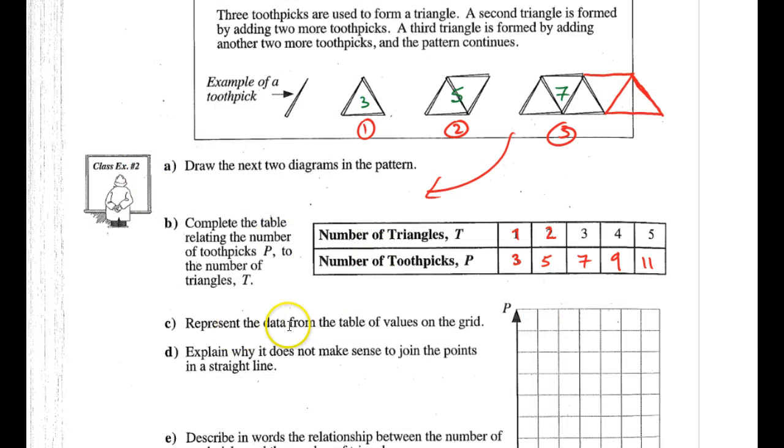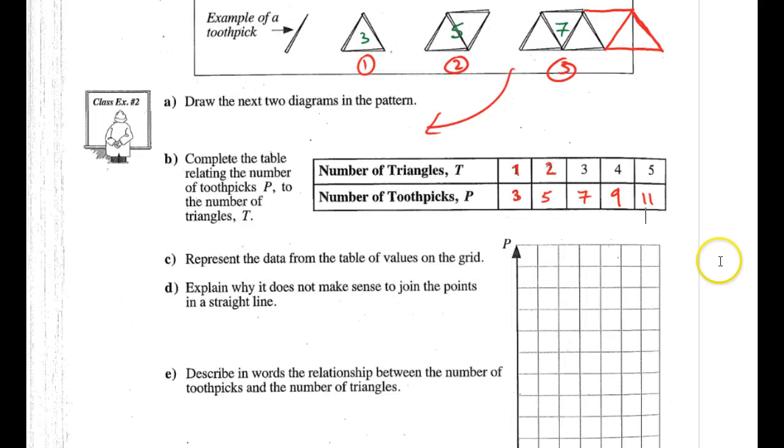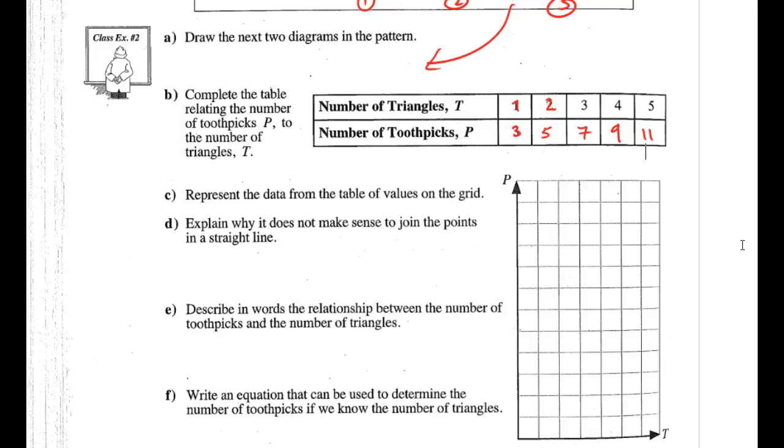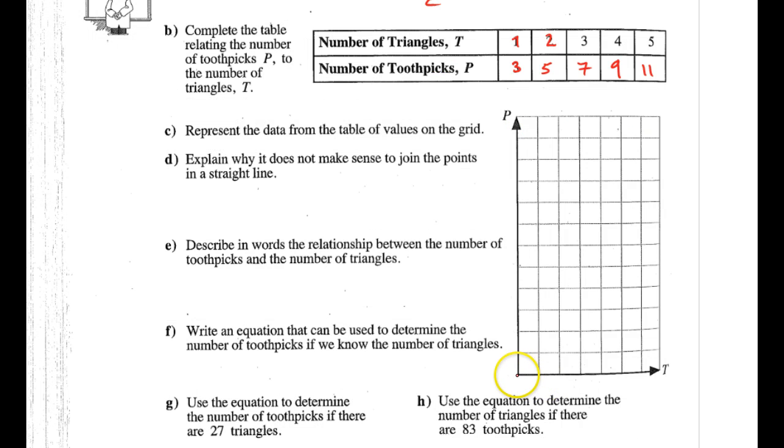Now let's represent the data from the table on the grid here. So again, on the horizontal x-axis, I have the number of triangles. So that's going to be 0 triangles, 1 triangle, 2 triangles, 3, 4, 5, and 6 triangles. And on the vertical or y-axis, I'm going to put my toothpicks, and the toothpicks again would be 1, 2, 3, 4, 5, 6, 7, 8, 9, 10, and so on.